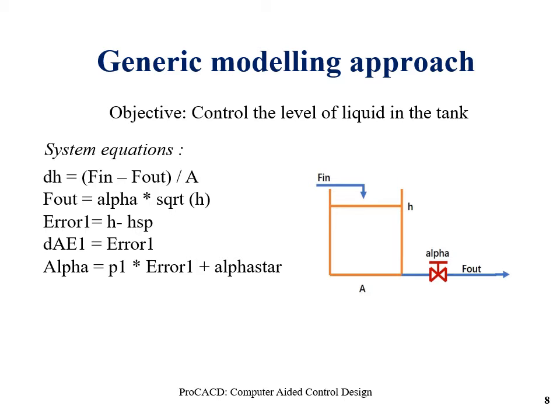Okay, now let's say HSP is the set point, or the desired value of the height of the liquid in the tank. Then the error is the actual value H minus the set point. Now alpha is the valve opening. Let's say I want to write the equation for a proportional controller. So alpha is given by the proportional constant P1 times error, plus alpha star.